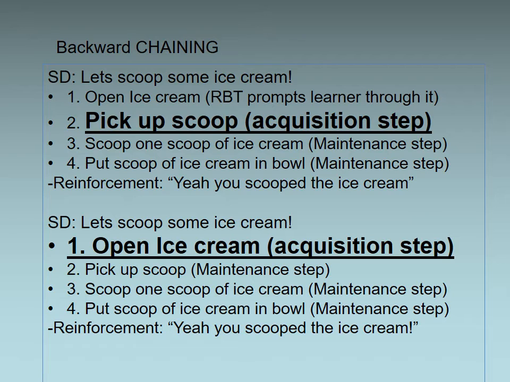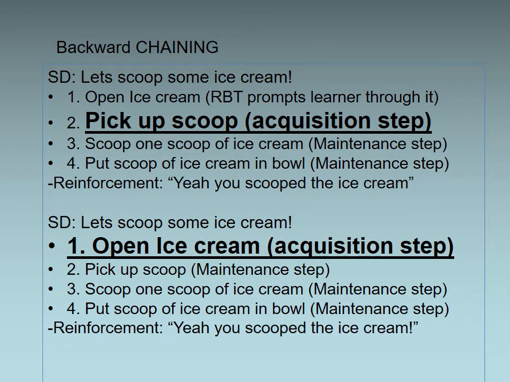So once step 3 is mastered, we move to step 2. SD remains the same. Let's scoop some ice cream. The RBT fully physically prompts the learner through step 1, teaches step 2 in the acquisition step with the minimal prompting, and allows the learner to do step 3 and 4 on their own because those are maintenance steps. And then the reinforcement is delivered. Yay, you scoop the ice cream.